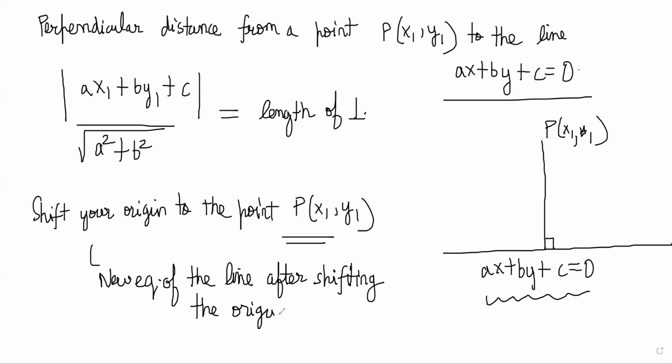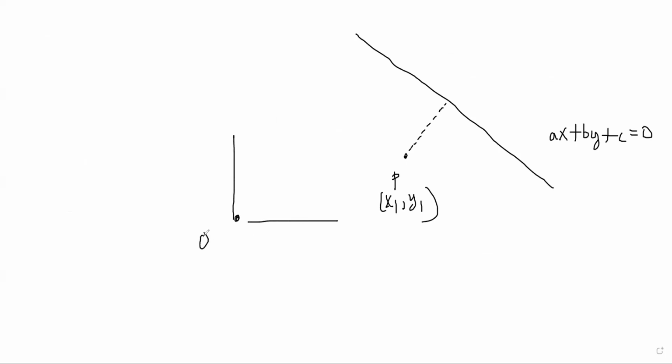So how do I do that? So let's think about it. Let's say this was my original line, ax plus by plus c equals 0. And let's say P was a point here. P was x1 comma y1, right? The origin was originally here, O, which is 0, 0, right? Now, what I want to do is I want to shift my origin to this point. Let's call it O dash, right? And I want the equation of the line in my new coordinates. This is my y dash and x dash, right?